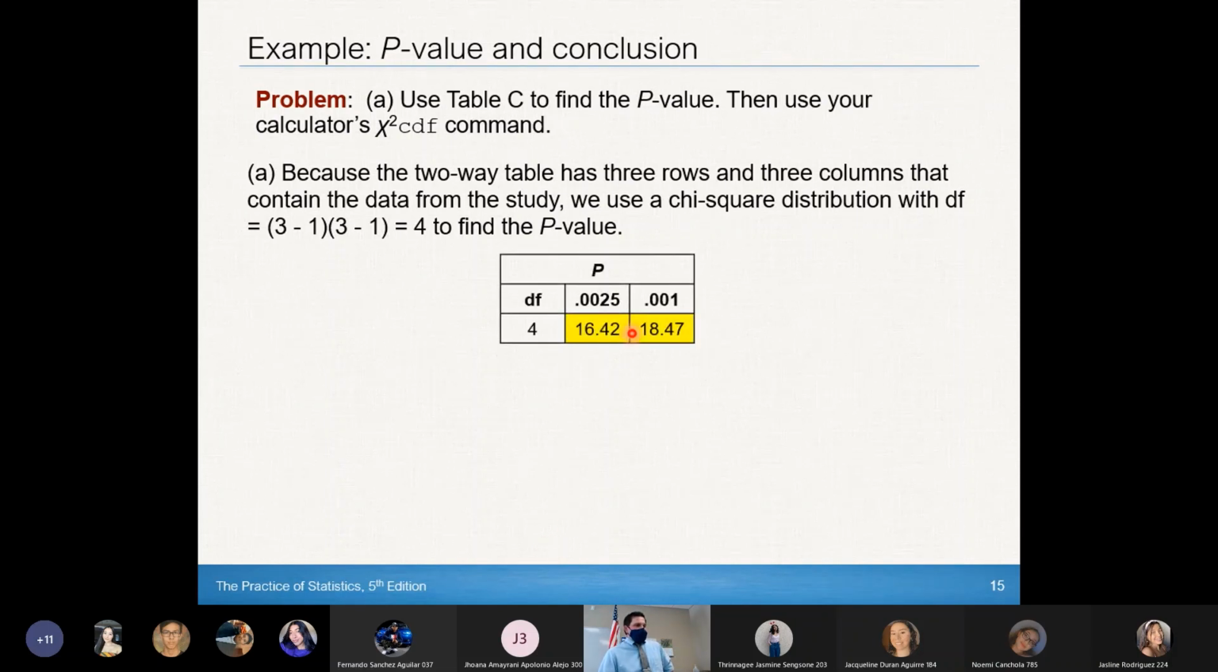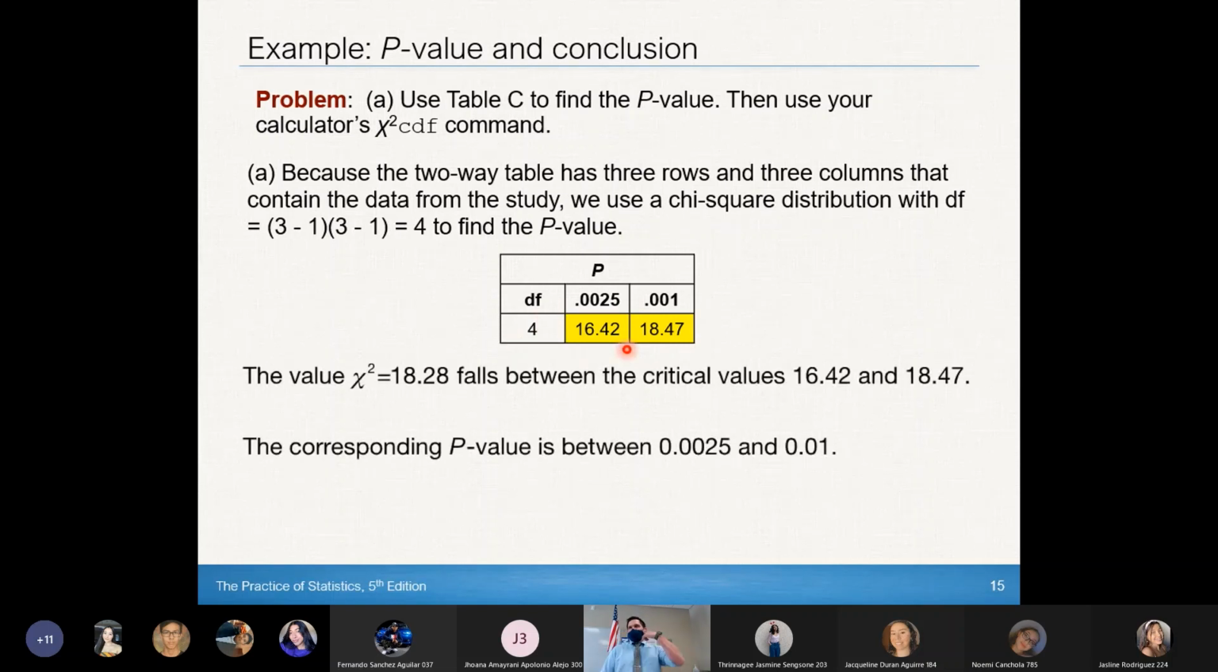We have our little section of table C here where we have degrees of freedom 4. Right, the value of chi-squared equaling 18.28 falls between the critical values 16.42 and 18.47. The corresponding p-value is between 0.0025 and 0.001. Sorry, that's a typo. It is supposed to be 0.001. So sorry about that.